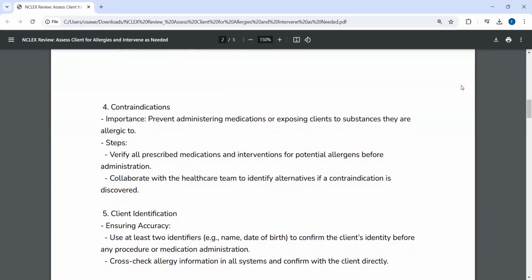Contraindication is also important as well, for preventing administering medication or exposing the client to substances they are allergic to. Most of the time, the employer is not going to give you a hint that they are testing you for contraindication. But when you read and understand the question, you'll be able to know they are testing you for it. Once you compare the question and the answer choices, you definitely know and you select that contraindication.